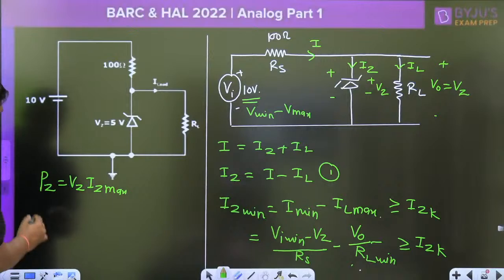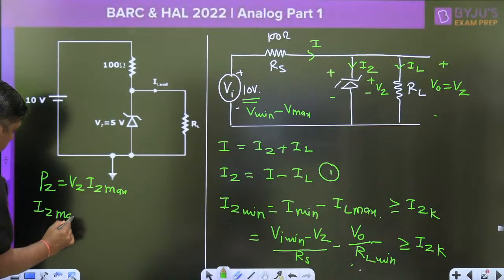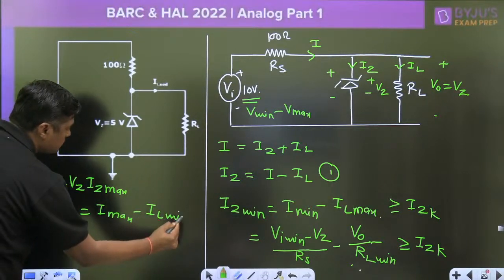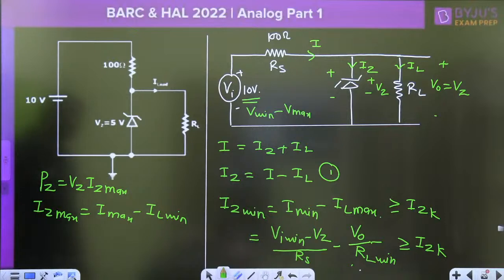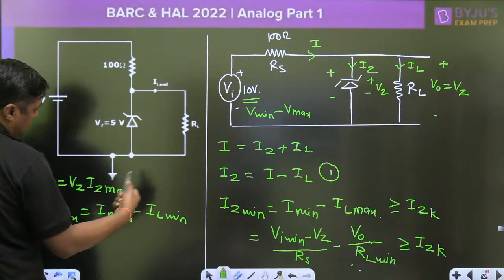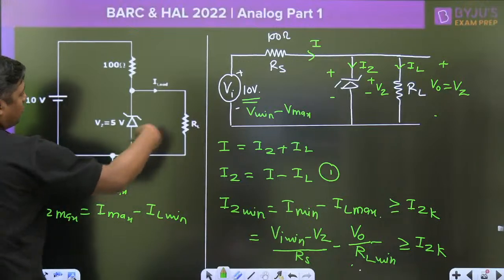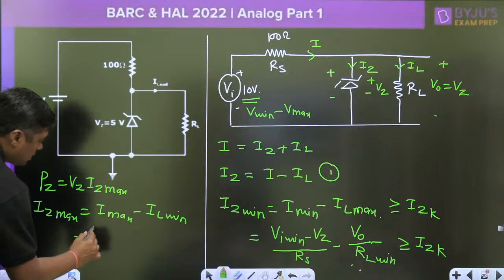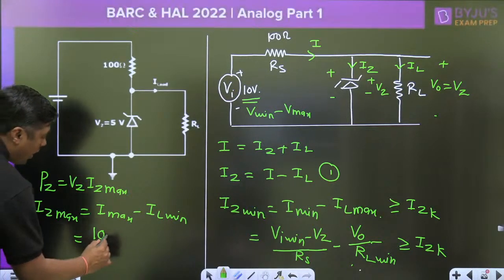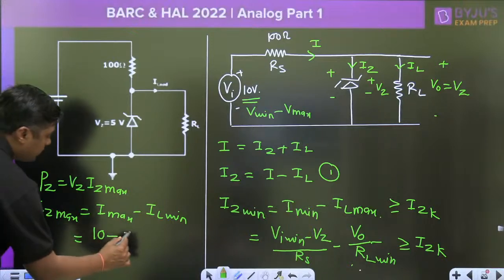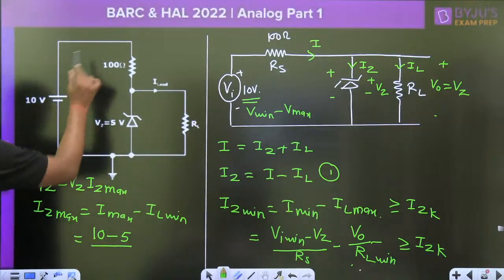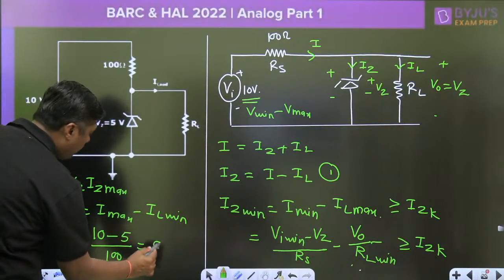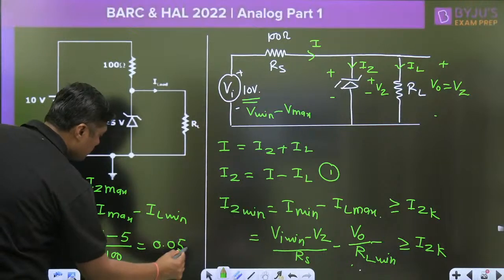So IZ max is equal to I max minus IL minimum, or IL minimum. Under a situation we can remove the RL and this will become 0. What is the I maximum? VI maximum. What is the VI maximum? 10 minus V0. What is the V0? It is fixed 5 upon what? 100, and this is 0.05 ampere.